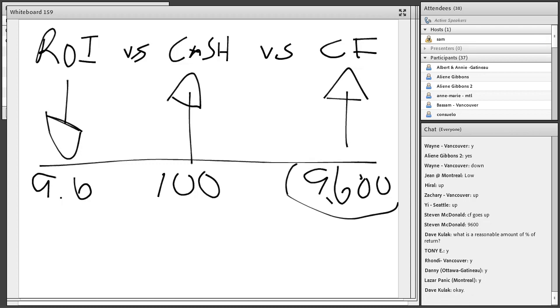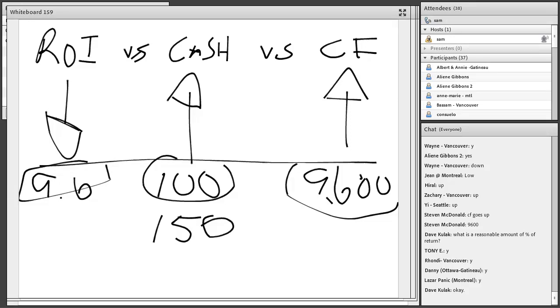Now, if this is the output, and this is what we put in, and this is the return. This is one property. Now let's say the property is worth more than 100K. We're just putting in 100K and we're making 9,600 bucks. Okay, so let's say that I put in 150K. Okay, what happens to my cash? Oops, my apologies. Let's go down.